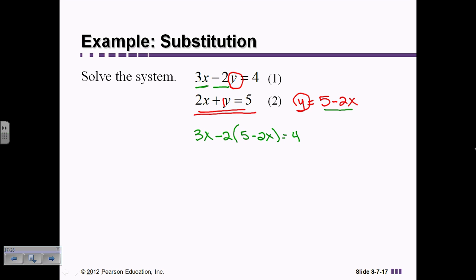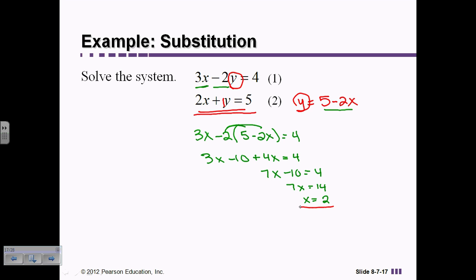And now I'm going to continue to solve this problem. I'm going to distribute the 2. So you're going to get 3x minus 10 plus 4x equals 4. Continue to solve it. So you're going to get x equals 2. And notice that's what we got earlier when we did it by the elimination method. So it doesn't matter, again, which method you choose, you're going to get the same answer. It's just depending on which method you're most comfortable with.